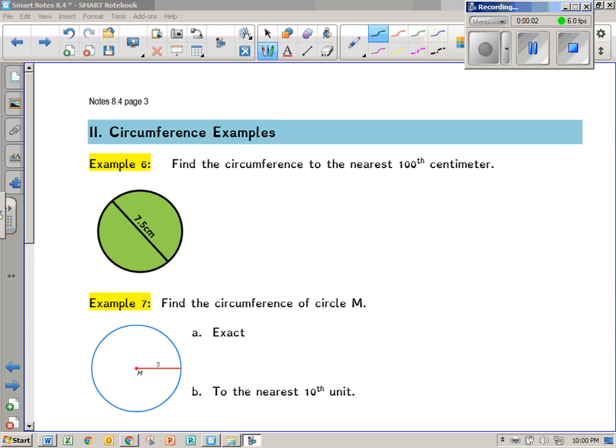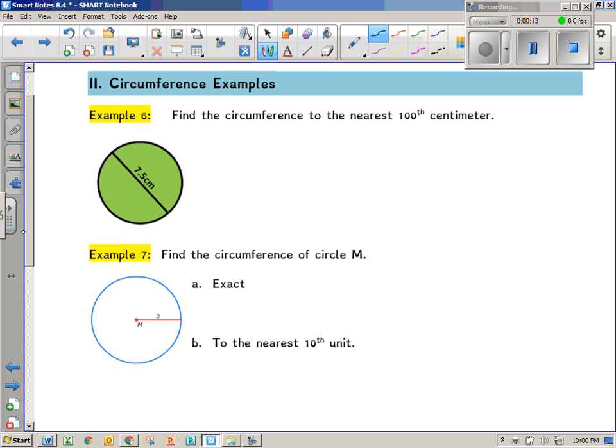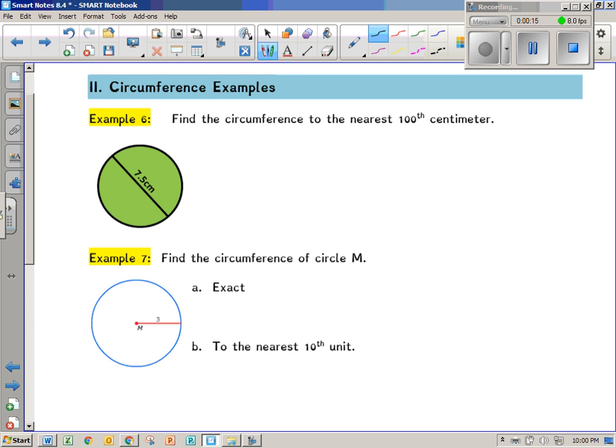Okay, you might want to go back to page 1 of your 8.4 notes handout and reread the portion about circumference, because that is not something that we've talked about much. Circumference is really like perimeter. It just relates to a circle.